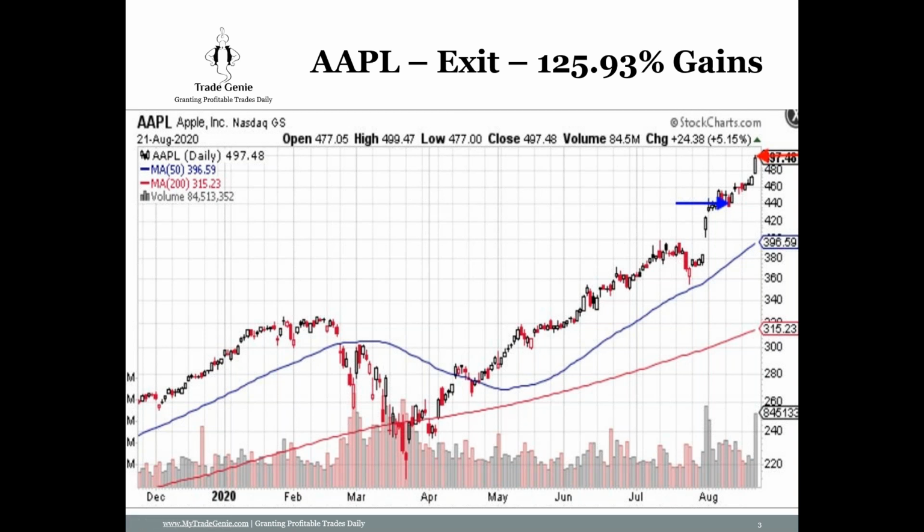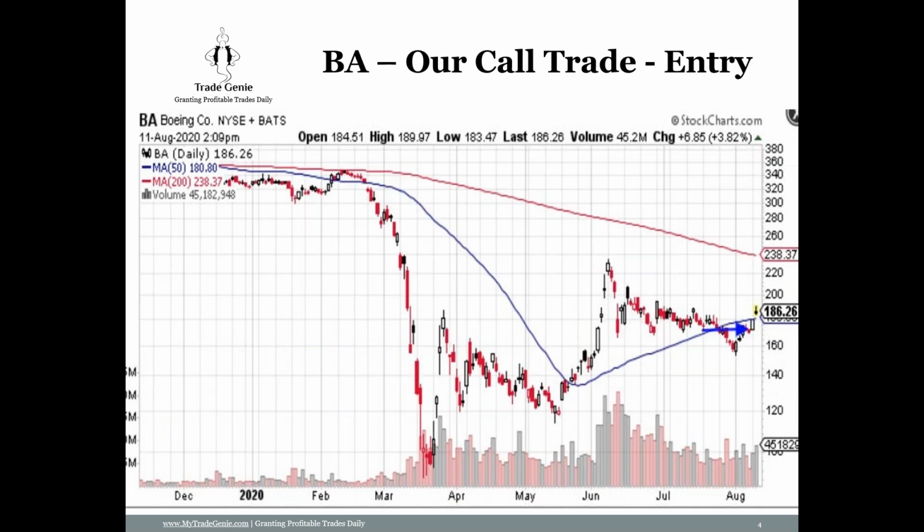There has to be a level where you say, okay, this is enough. Sometimes for some traders, nothing is ever enough.